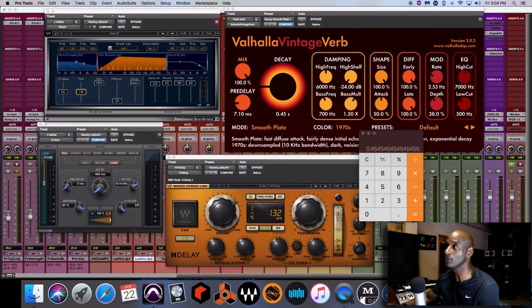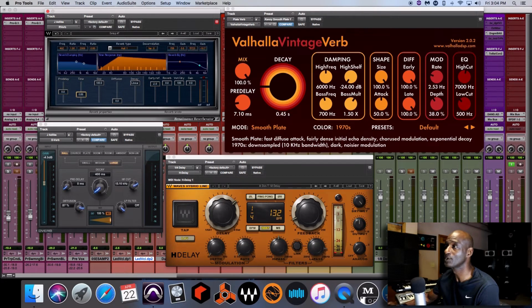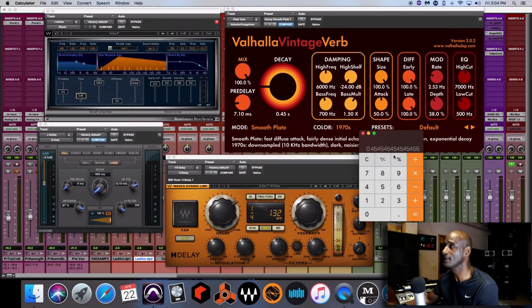The same with the R Verb. I would have to bring this down to be at 132 to get the quarter note to 0.45. Okay, and the same thing here. I can either find it in milliseconds or I can find it in seconds, depending on what the decay time is. Now, the pre-delay itself can also be found by doing the same thing, okay? So this here now is in seconds. So I'll go back, I'll do it one more time, divide it by the BPM, equals this.